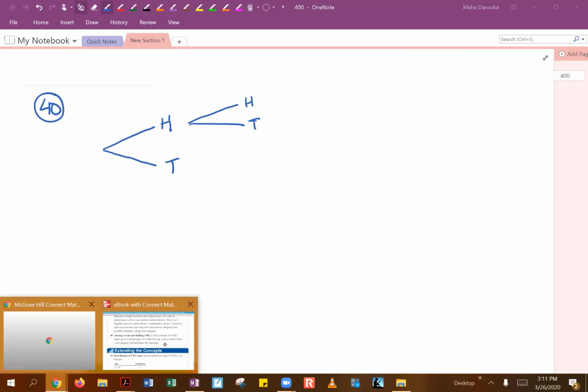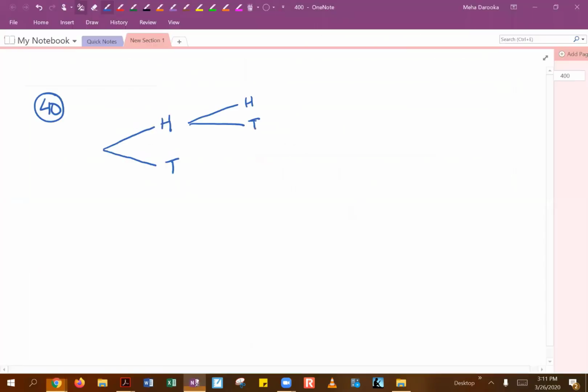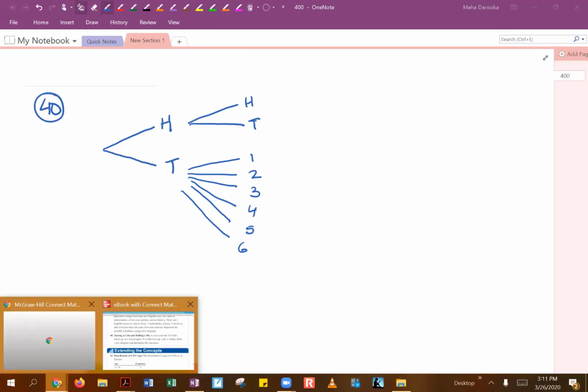They are telling us, however, if the coin falls tails up, then we are rolling a die. So think about this. If you are rolling a die, that means you can get 6 outcomes, from 1, 2, 3, 4, 5, and 6, right? Because rolling a die will give you 6 outcomes, anywhere from 1 to 6 dots.